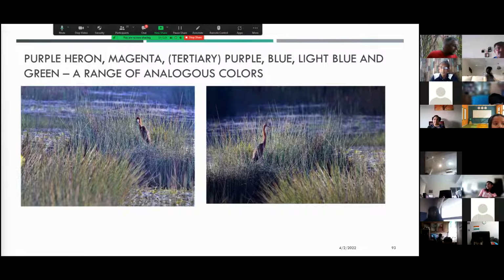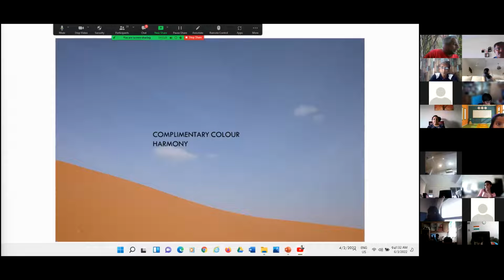Analogous. This is analogous. The first one is called monochromatic. The third type of harmony is on this slide. It's called complementary color harmony. Now, this color harmony is used to create an impact.